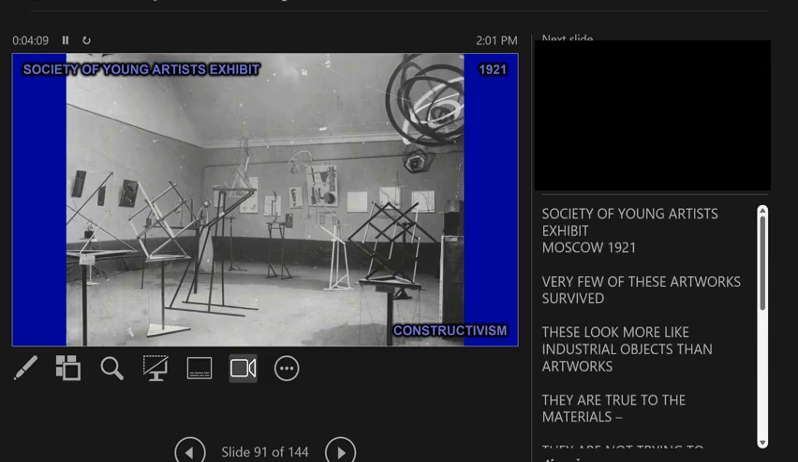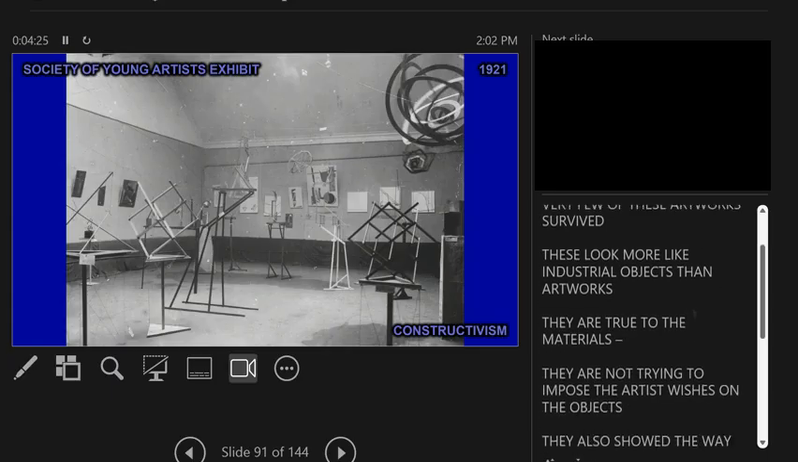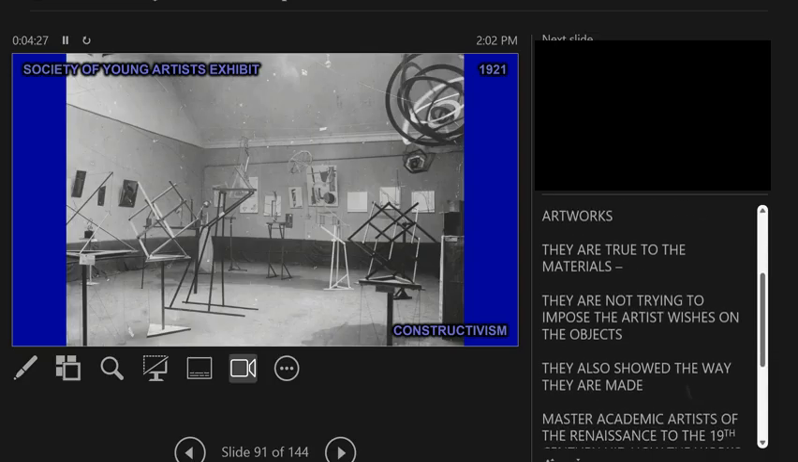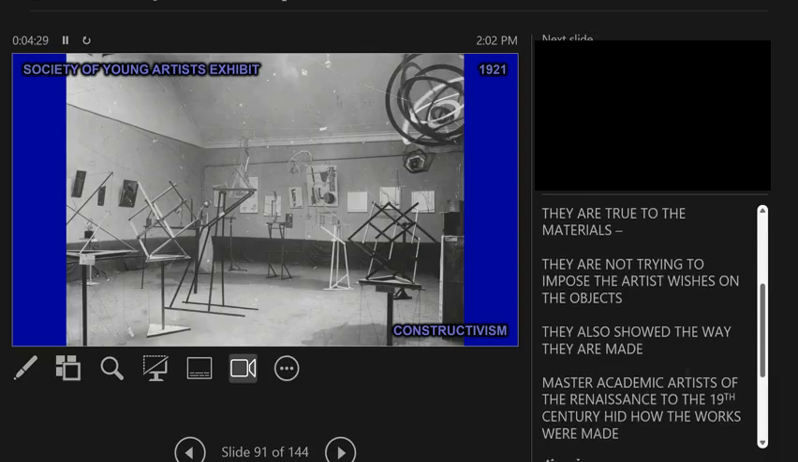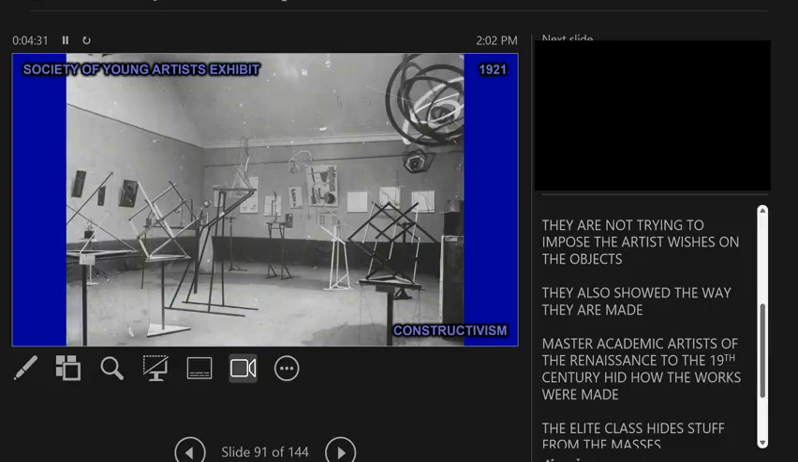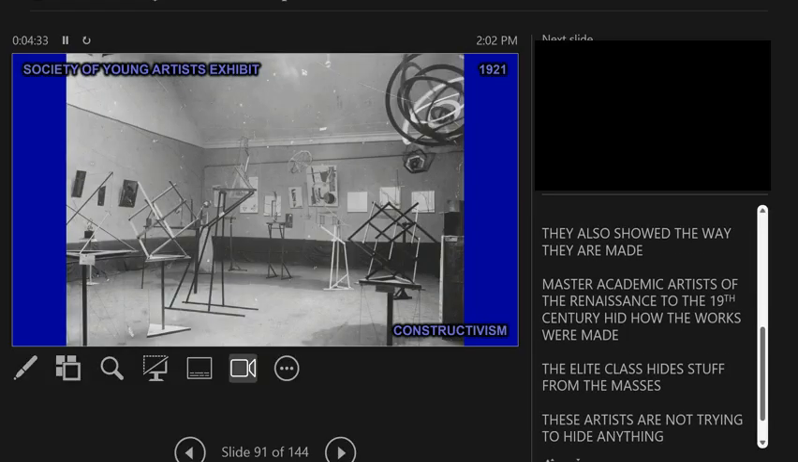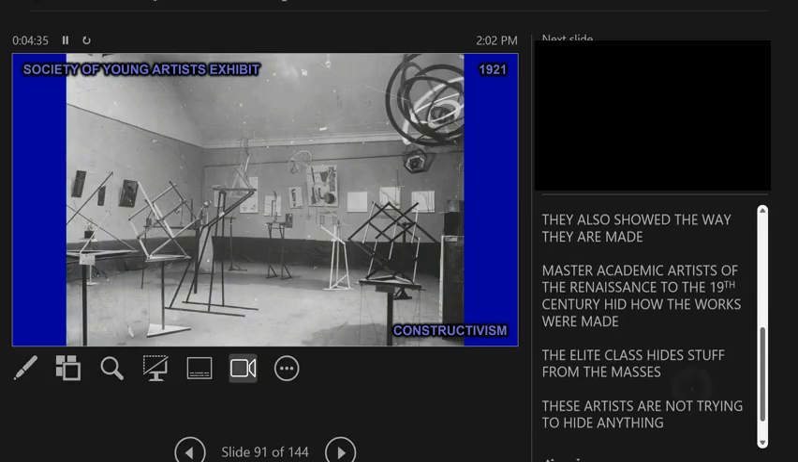All right, and here is an exhibit of the Society of Young Artists, and in the upper right hand corner is our next artwork. But if you're looking at these other objects in here, these look more like industrial objects than artworks. But they're being true to the materials. They're not trying to impose the artist's wishes on these objects. And they also show the way that they're made.